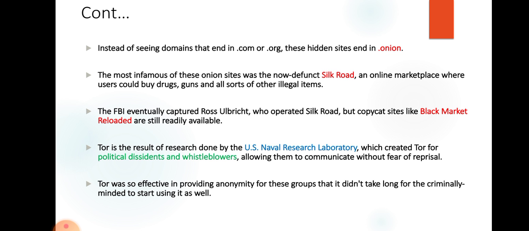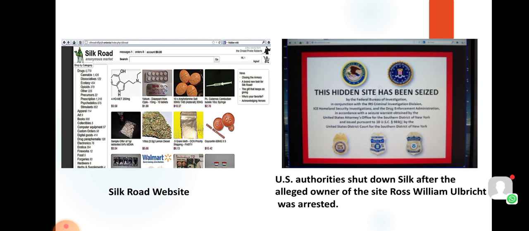TOR was so effective in providing anonymity for these groups that it didn't take long for the criminally minded to start using it as well. So this is the Silk Road website, which you can see in this diagram. It is hidden from common users, and if you want to access such sites, you will require some kind of authorization. For most people reading, we can see that TOR is either illegal or blocked by the national authorities.